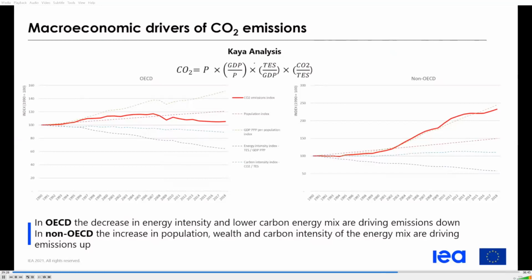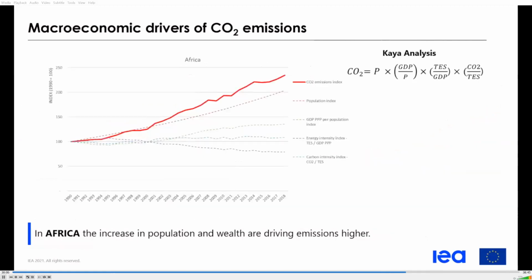supply. As illustrated in the graph on the left, among the OECD, decreasing the energy intensity of the economy alongside lower carbon intensity of the energy mix have been driving the emissions down. On the other hand, among the non-OECD countries, increase in population, GDP per capita, and carbon intensity of the energy mix have been driving upwards trends in CO2 emissions, while the reduced energy intensity is slightly offsetting this increase. In Africa, the increase in population and wealth are the main drivers of emissions increase.